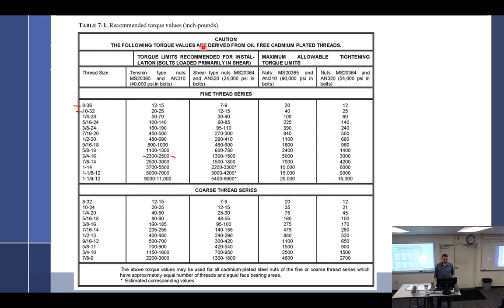This right here, is this an airframe, an engine, or a prop, or all of the above? All of the above. None of the above. I'd say this is airframe only. This is not an engine thing.